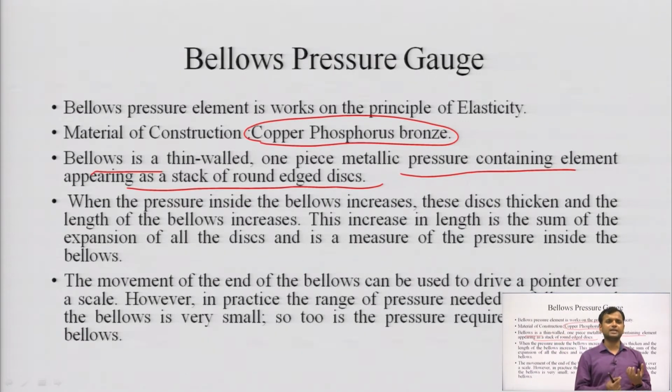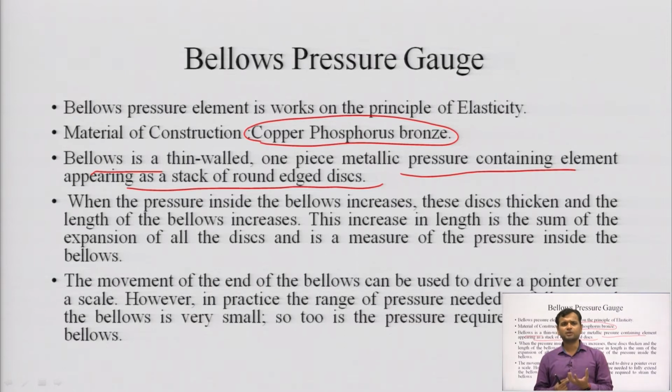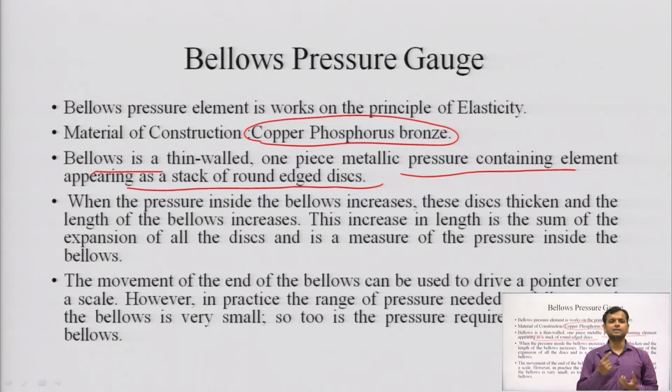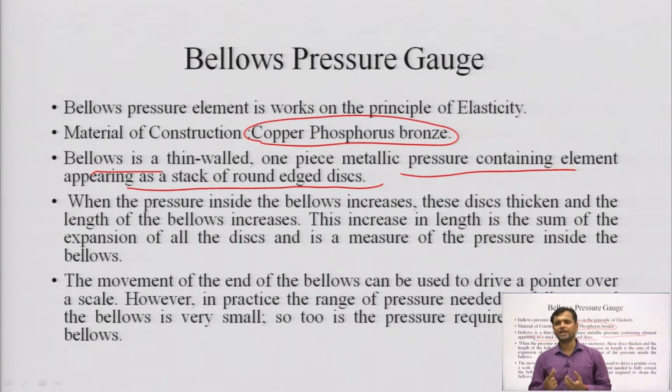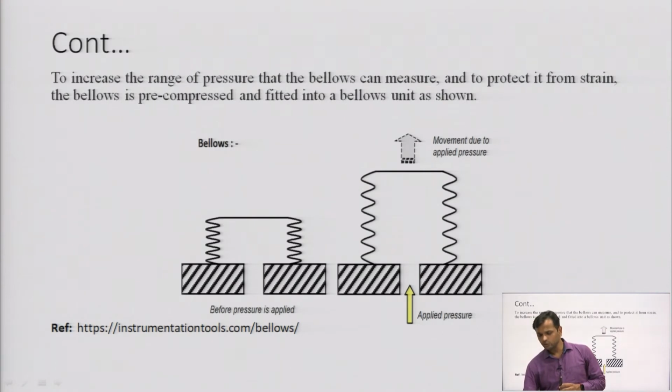The arrangement is the same as the capsule type pressure gauge, but the formation of the bellows is different compared to the capsule, though the basic principle is the same. Both lie in the category of elastic pressure transducers. So here you can see the arrangement of bellows.